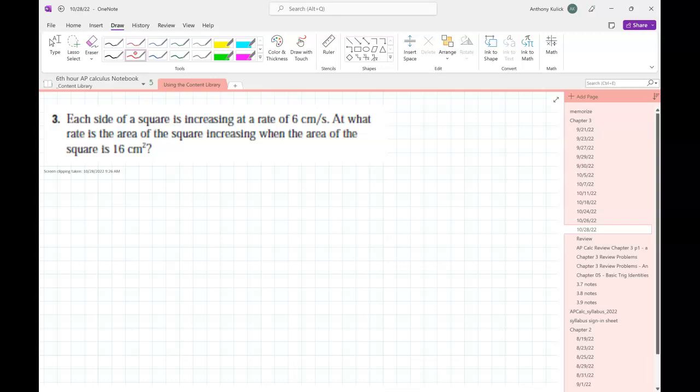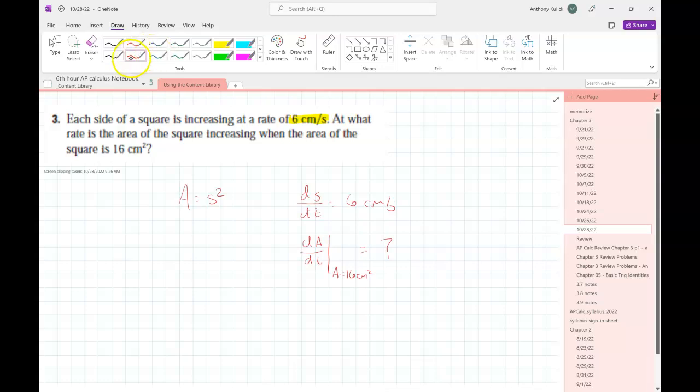Okay. So, this quantity here, 6 centimeters per second. Well, what equation were we going to be using to describe this? Yeah, area is equal to s squared, right? Where s is the side length of our square. Each side of the square is increasing at a rate of 6 centimeters per second. What name should we give 6 centimeters per second? That variable. ds dt. Very good. It says at what rate is the area of the square increasing? So what name are we going to give that? Great. And it's saying we want to find that when the area is 16 centimeters squared.